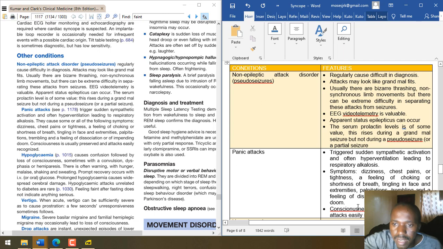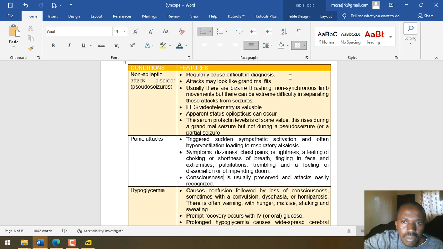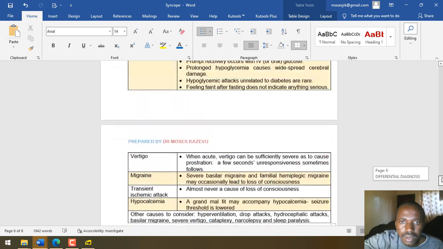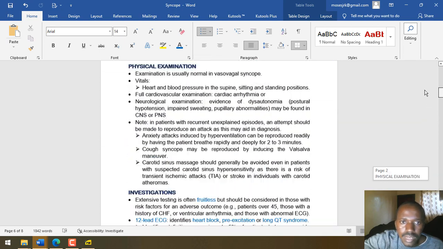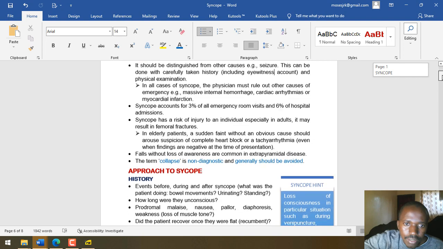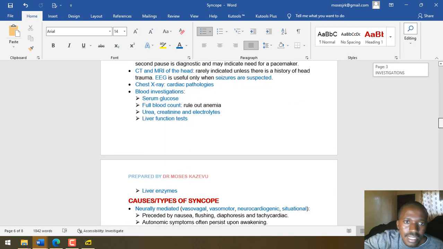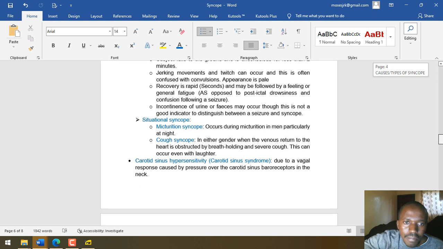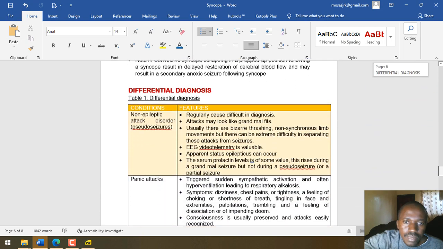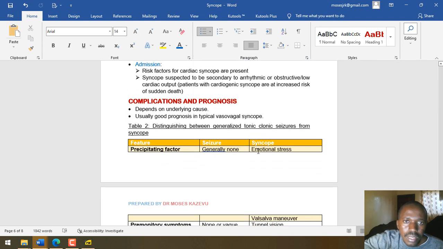So we can save this, minimize this, and maximize this. We can reduce the size of this so that most of it will fit perfectly on a single sheet. Okay, we can edit this now. So this is our final master copy that we're going to be looking at in terms of syncope. As you can see, we have the definition over there. The important terms are already highlighted: the history, the physical examination, investigations that are needed, the causes and the types of syncope, other causes, the differential diagnosis and some important features, the management of syncope and complications. And this table, I think, can come to the last bit here.